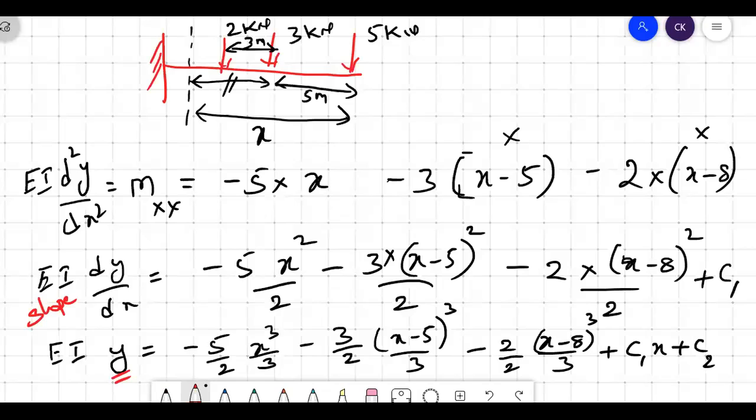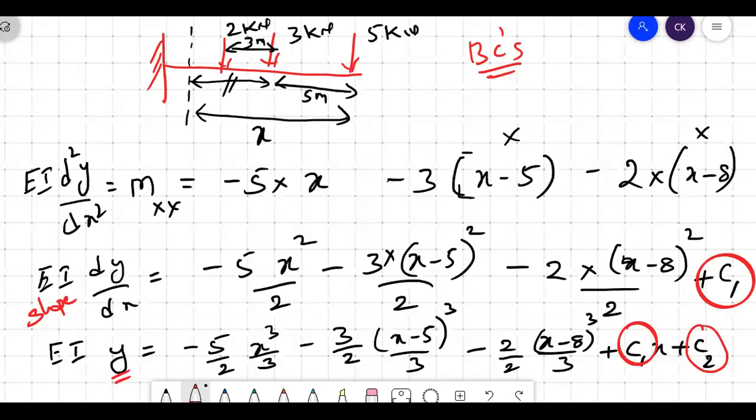So in the equations we have two unknowns, C1 and C2. C1 and C2 are the two unknowns. So we need to find the unknowns by applying the boundary conditions.